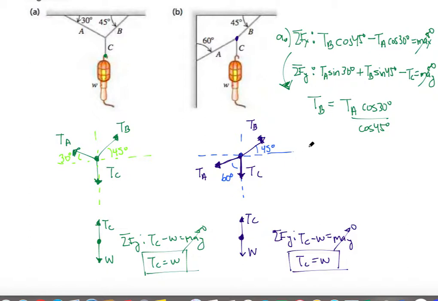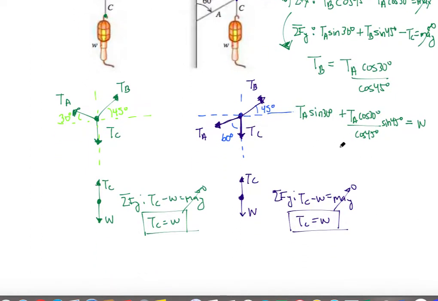So that will give me tension A times the sine of 30 degrees plus this whole mess. So it's going to be tension A cosine of 30 over cosine of 45 times the sine of 45. And then we'll say that is equal to TC, which is W. I'm skipping a few steps for the sake of space.